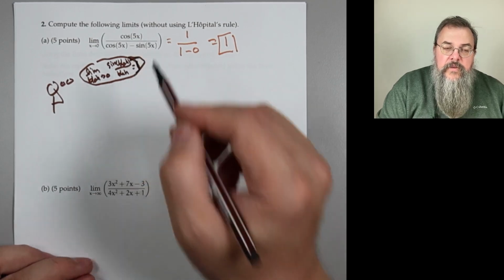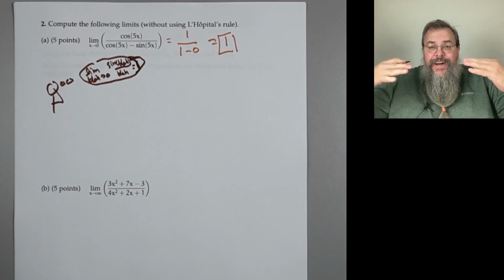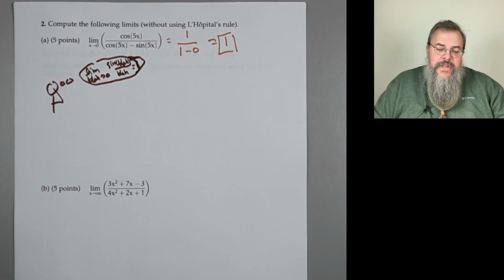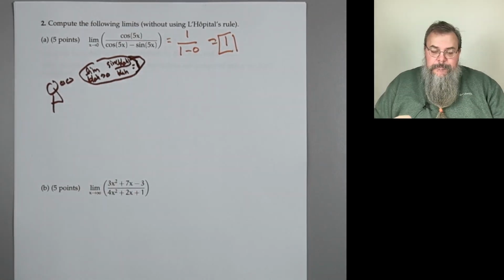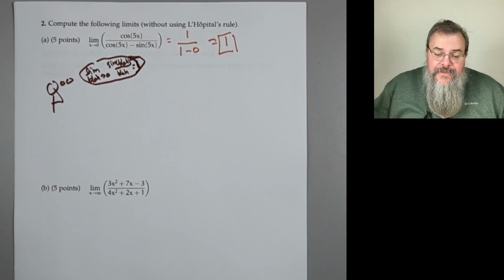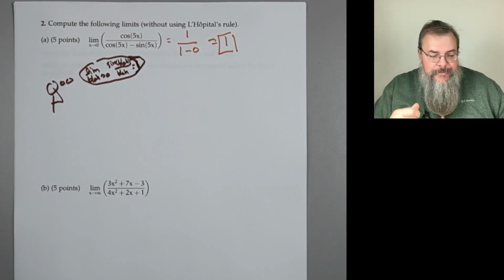Okay, so if I have sine and I have 0 over 0, I need to pull this fact out. But if I don't have 0 over 0, I don't need to do anything. Life is good. All right, part B.